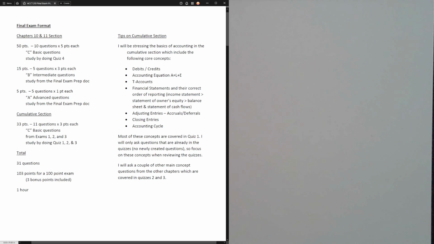There are, just like on the regular exams, I think 102 points. In other words, 2 bonus points sort of embedded. There's going to be 3 bonus points. You'll have an hour to complete it. Now, how is the makeup different?